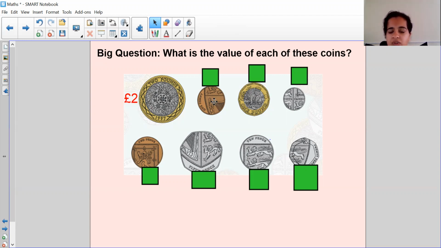Then we've got our bronze coin over here, our bronze colored coin is either the 1p or the 2p. And if I look over here for one of my words, I can see that it's 1, so it should be a 1p. And if that's a 1p, the bigger bronze coin should be our 2p.